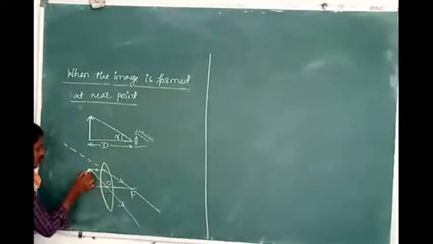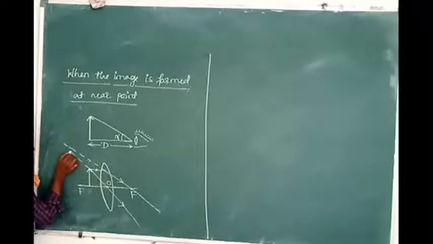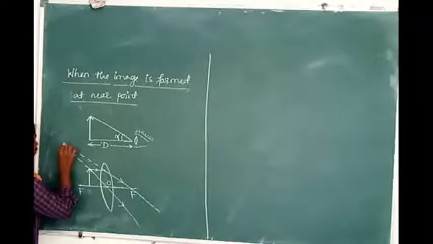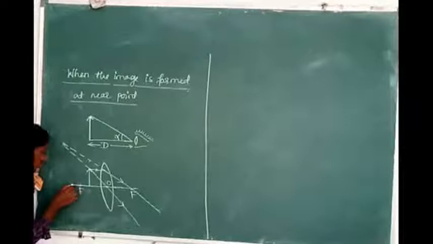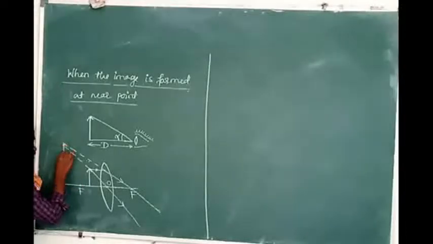I will extend these two refracted rays. Where will these two rays meet? At that position, the image of the object is formed. Here the image of the object is formed.